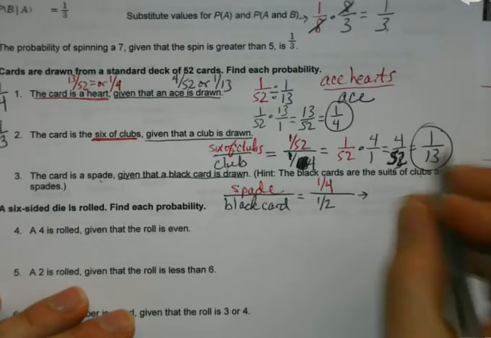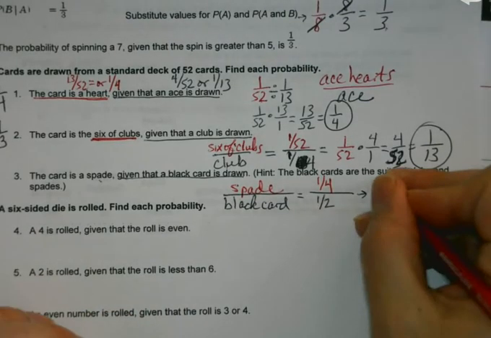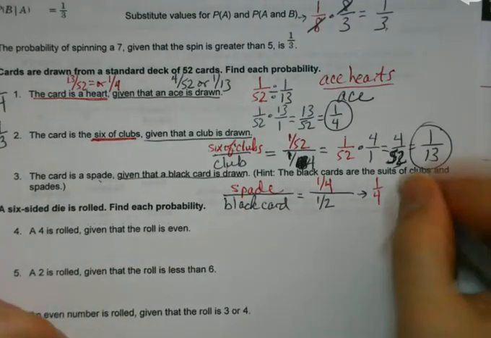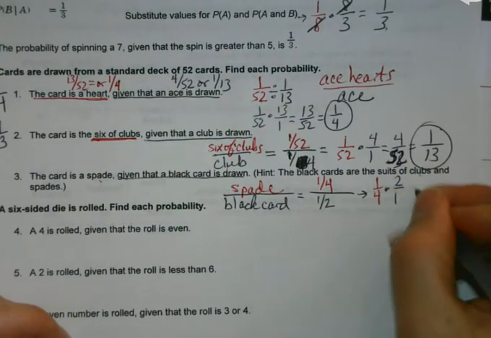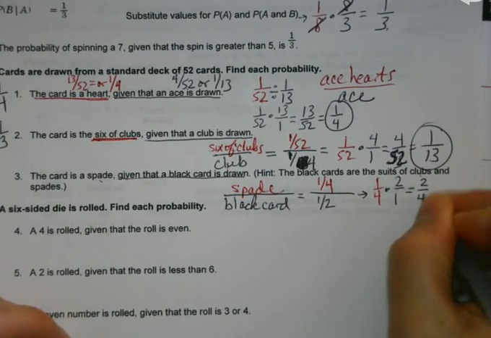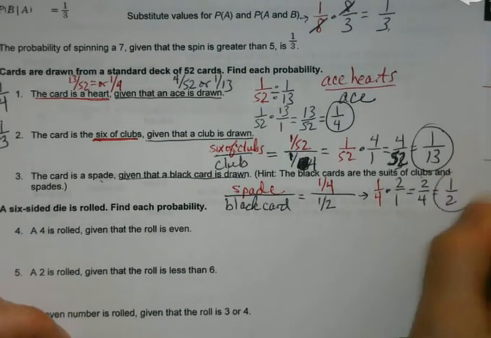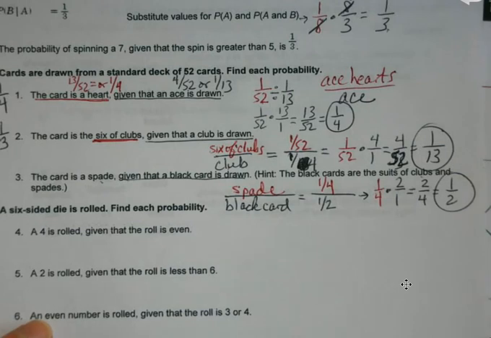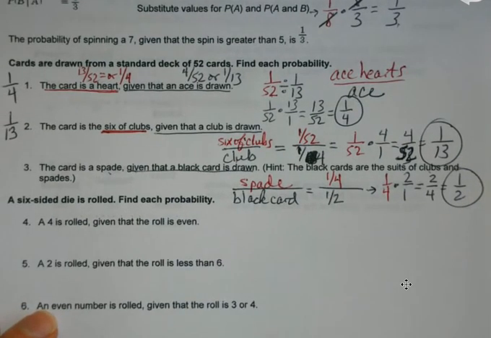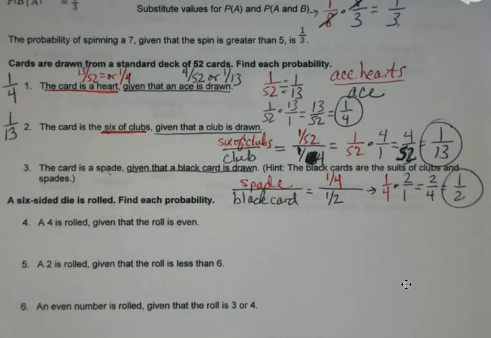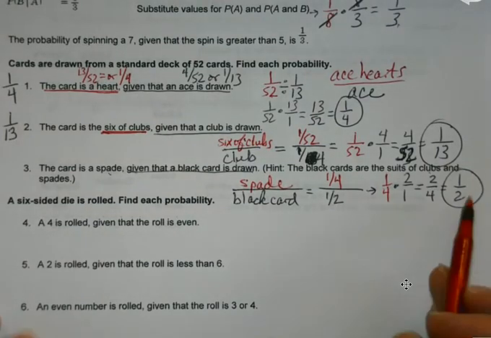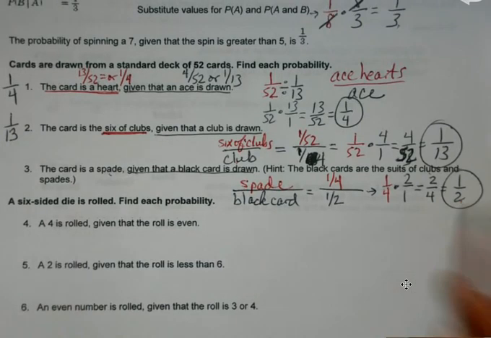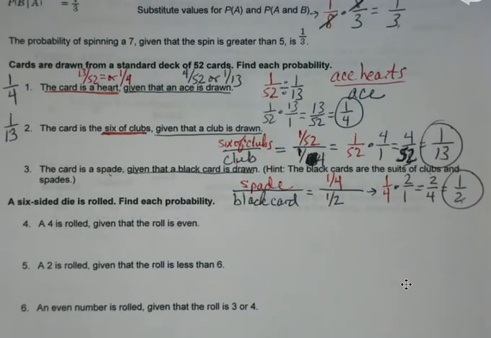And again, if I take my denominator and I take its reciprocal, multiply across, whoa, my chances of getting that card are going to be 1 out of 2, which makes sense because if I have a black card, half the black cards are going to be spades, half the black cards are going to be clubs. So it would make sense that my chances of getting a spade would be 1 out of 2.